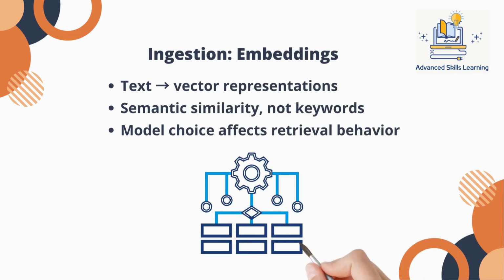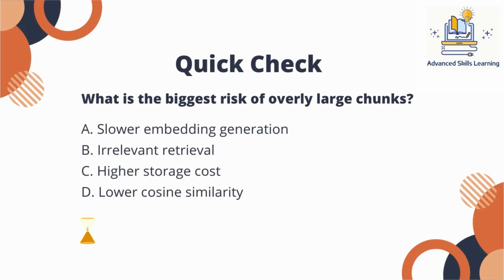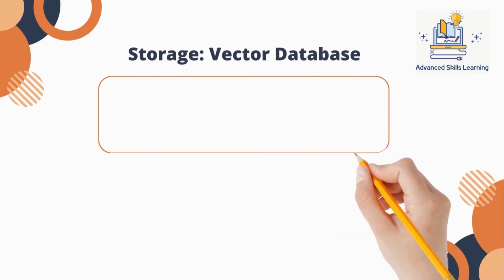Quick check, 2 seconds. What is the biggest risk of overly large chunks? A. Slower embedding generation. B. Irrelevant retrieval. C. Higher storage cost. D. Lower cosine similarity. Keep your guess. The answer is B. Irrelevant retrieval. Large chunks blur intent and pull in unnecessary context.